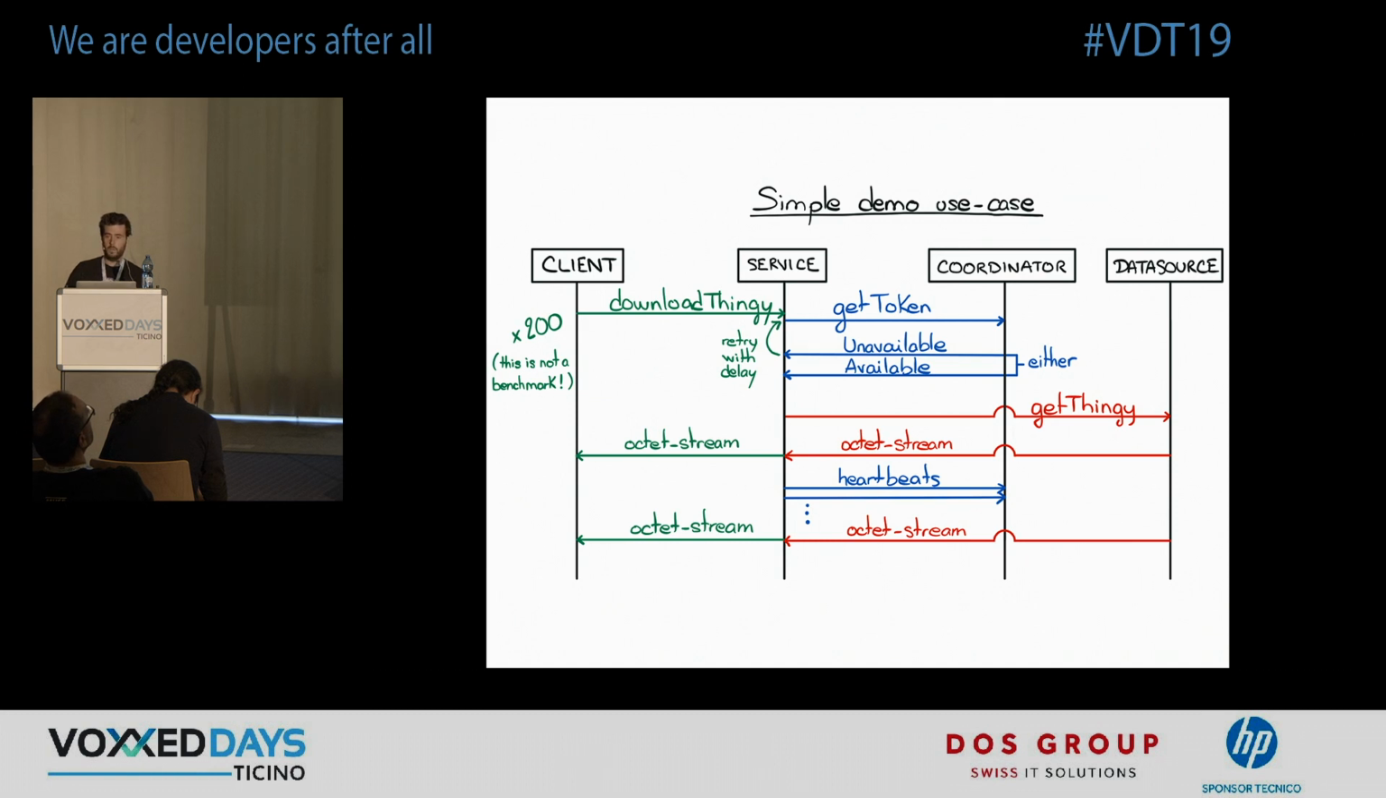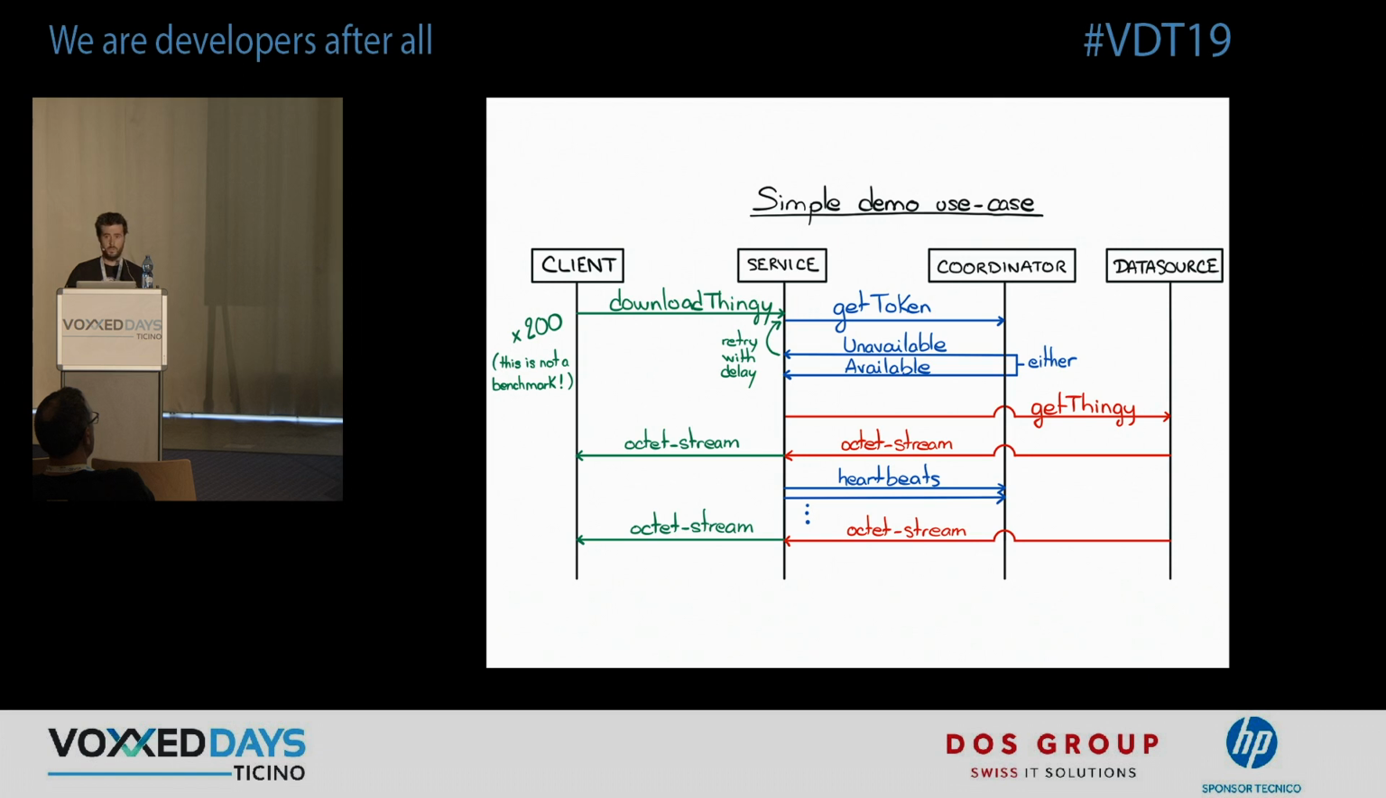We may have to try a couple of times before we are successful in getting a grant. And when it's finally okay, we are going to start to stream back the content to our client. And in the meantime, periodically send heartbeat requests to the coordinator so he doesn't revoke our token. Keep in mind this is just a simple demo use case to experiment with things, and it is absolutely not a benchmark. So I'm just going to simulate 200 clients and see how it goes.